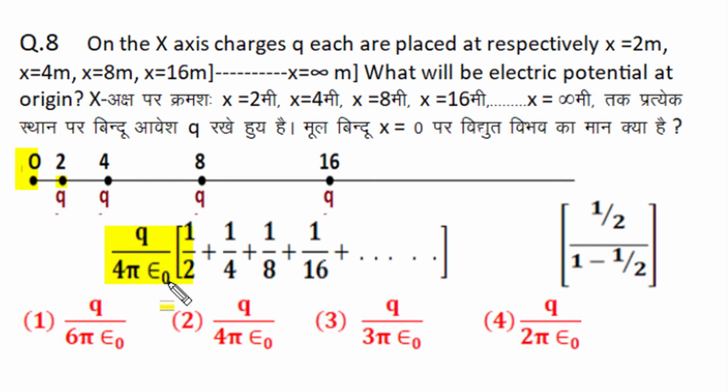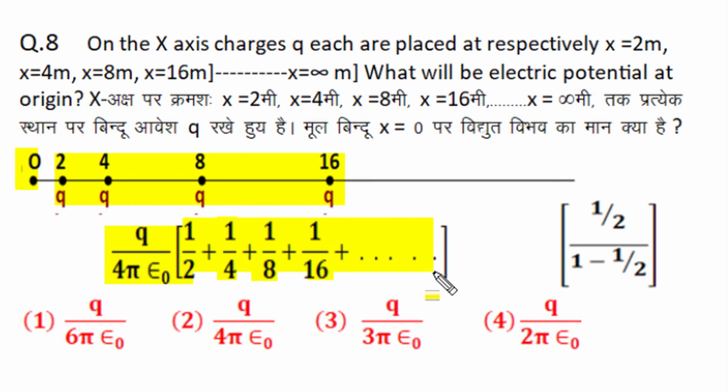and in place of k I can write 1 upon 4 pi epsilon. Similarly, I can find the electric potential for the 4 meter distance, 8 meter distance, 16 meter and so on, the individual potentials, and the sum of all those potentials is the resultant potential contribution by all charges distributed up to infinity. Now this is a geometric progression of common ratio less than 1.